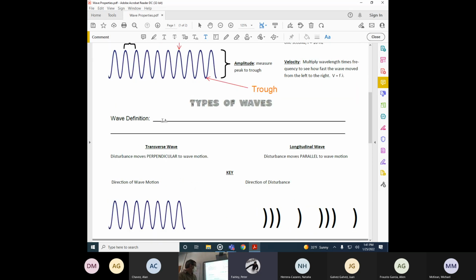Okay, let's move on. We've been talking about waves. It's about time we define it, don't you think? Yep. It's a high point and a low point.